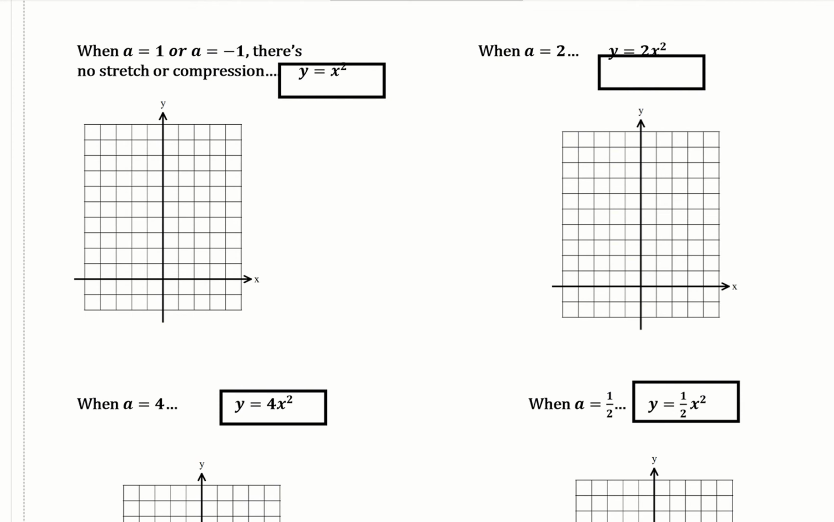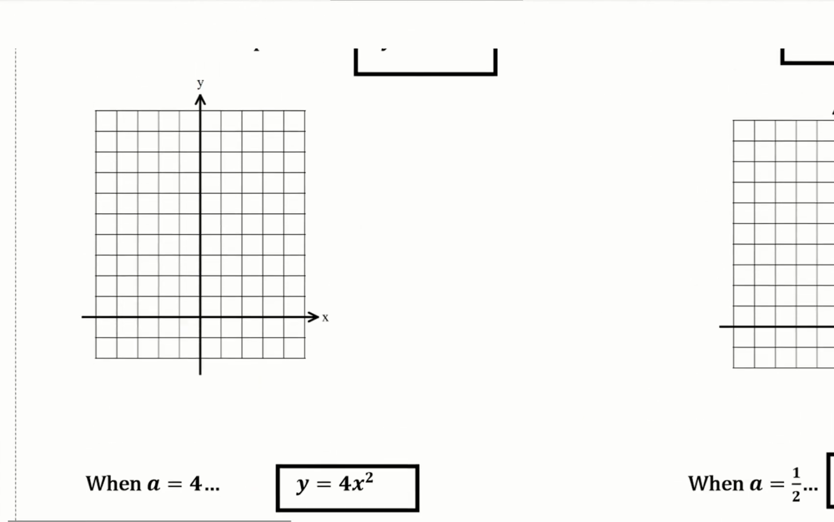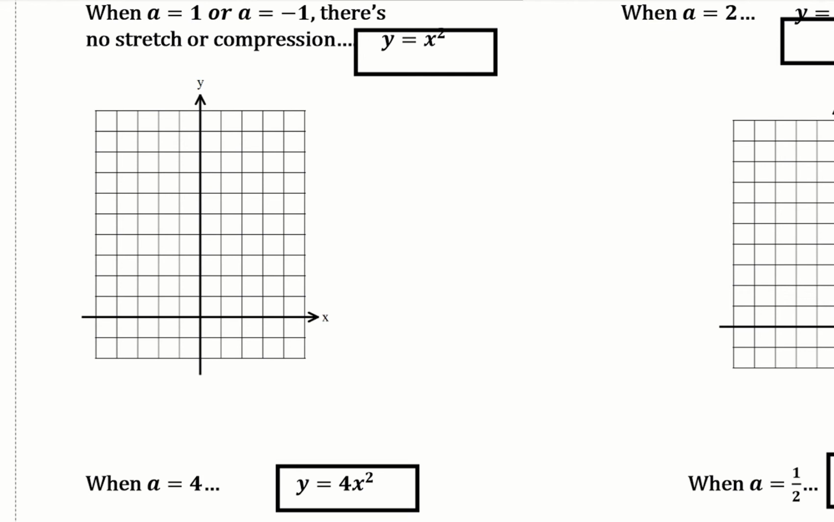So when a is 1 or -1, we say that there's no stretch or compression. So if we're going to graph simply y equals x squared, that's where you're going to have that vertex point at 0, 0. When we go over 1 to the right, we go up 1. When we go over 1 to the left, we go up 1. If we move over 2 from the vertex, we're going to go up 4. And that's both to the right and to the left. If we were to go over 3 from the vertex, we would have to go up 9. 1, 2, 3, 4, 5, 6, 7, 8, 9. And again, that would be on both sides because of symmetry.